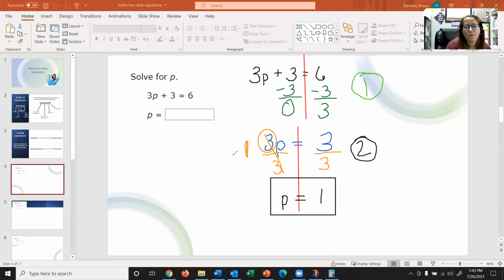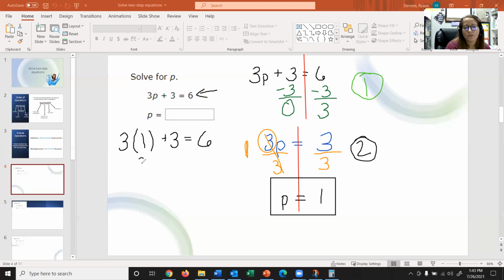So we're going to go back and plug this into the original equation. Anywhere you see this variable P, instead of writing that variable, we're going to plug in the number that we found. So we have 3 times 1 plus 3 is equal to 6. The only thing different from that original equation is that instead of writing P, I wrote 1. And we're going to multiply.